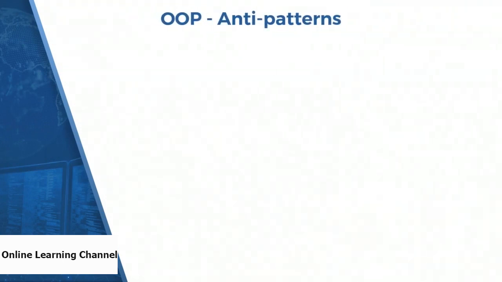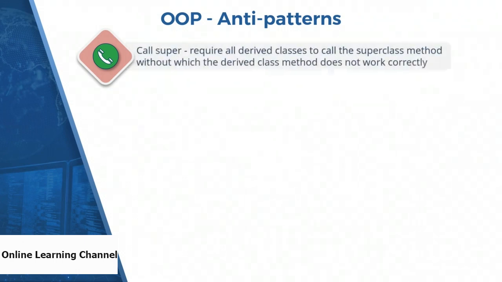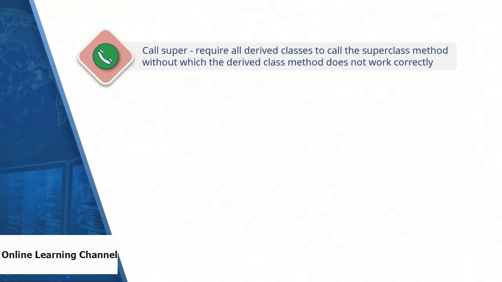Another common term for anti-patterns is code smell. Here are some anti-patterns for object-oriented programming. Now, in an object-oriented programming hierarchy, if you require all of your derived classes to call the superclass method without which the derived class does not work correctly, well, that is an anti-pattern or bad programming practice. You should be able to write code in derived classes without having to call the superclass method. This anti-pattern is called the call super anti-pattern.